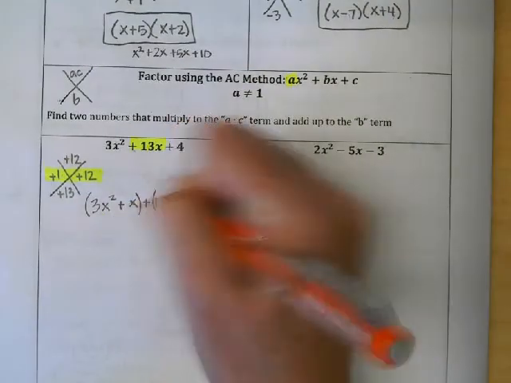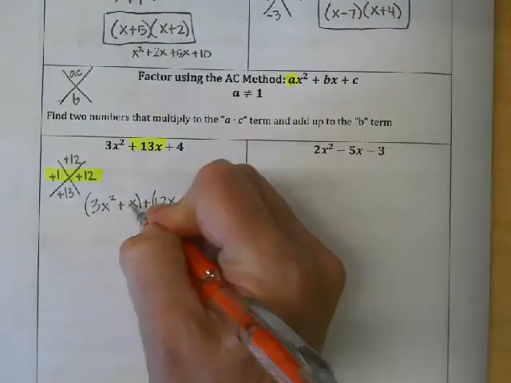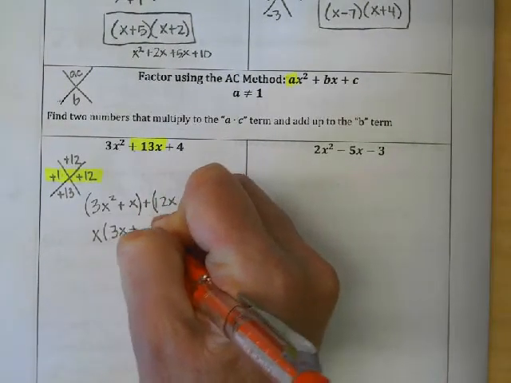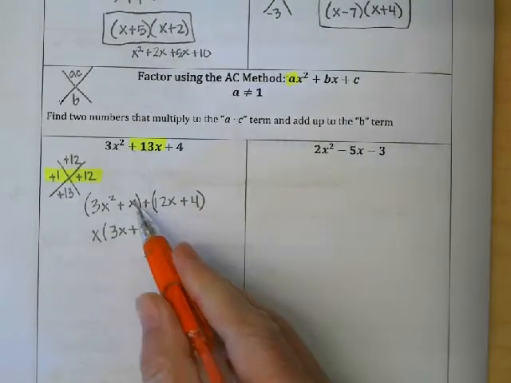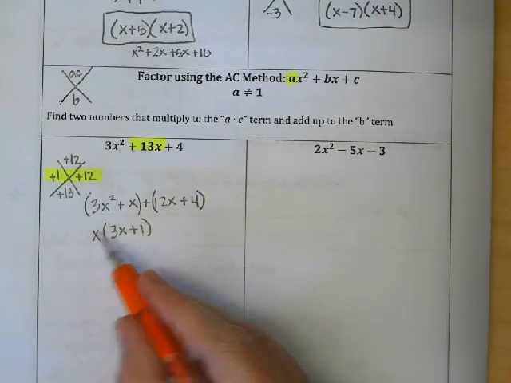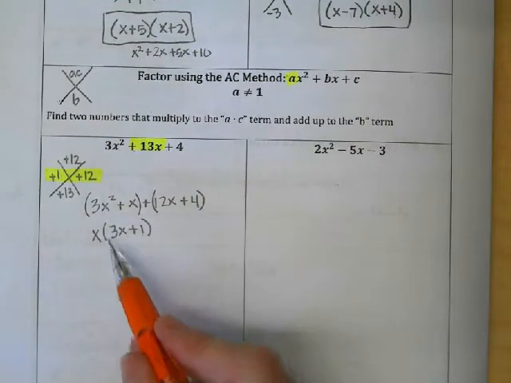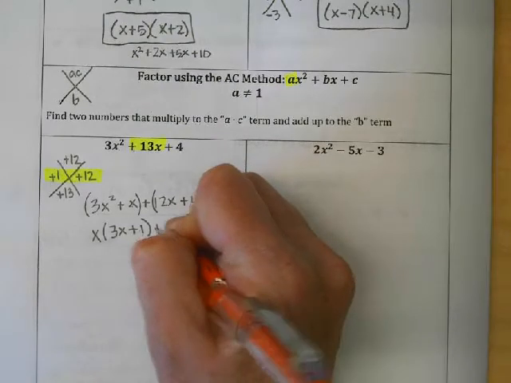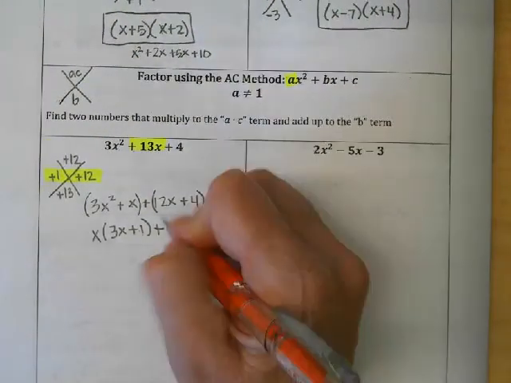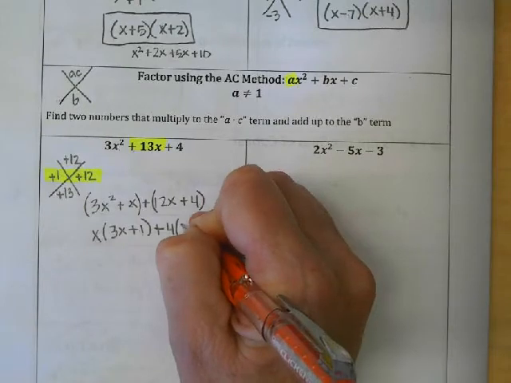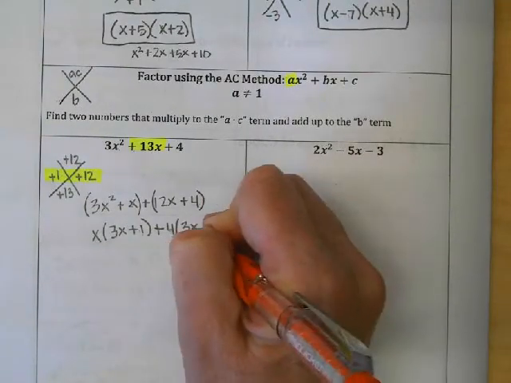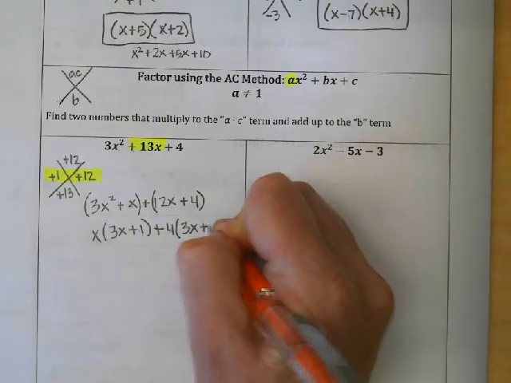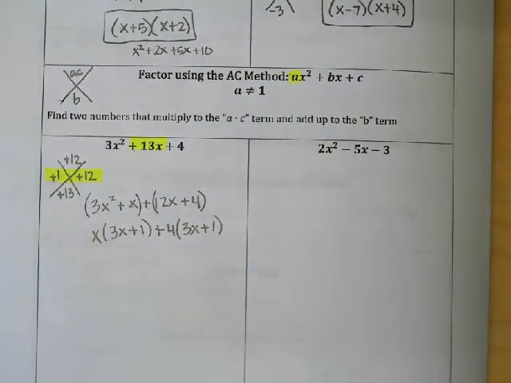Make sure you don't include that plus sign. Okay, greatest common factor is an x, which leaves me with 3x plus 1. Don't forget that 1. I have to be able to go x times 3x is 3x squared. X times 1 is x. I'm going to bring down that plus sign. Greatest common factor is a 4. 4 times 3x will give me 12x. 4 times 1, again, don't forget that, will give me 4.